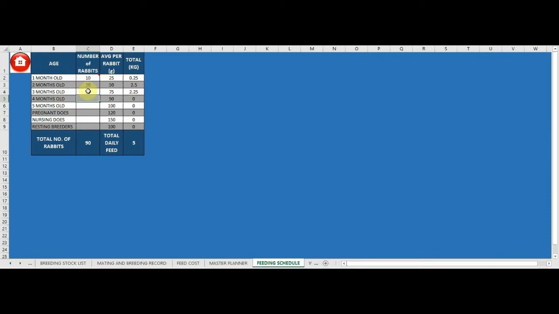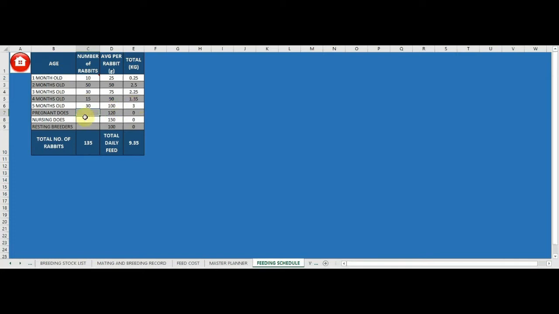Then let's say you have 15 of four months, they're also supposed to eat 1.3 kilo. Then let's say you have rabbits that are 5 months old, just about to be classified as breeders. Let's say you have 30 of them. Okay, you know that they are supposed to eat 3 kilo.